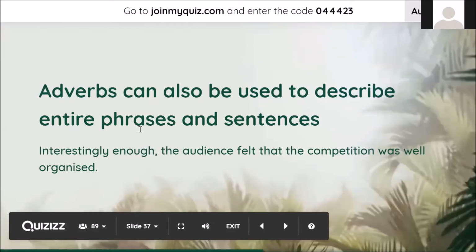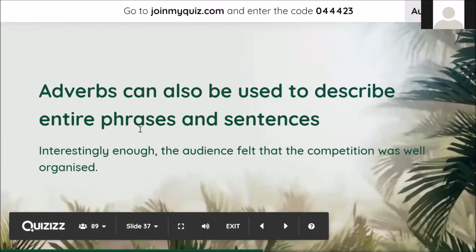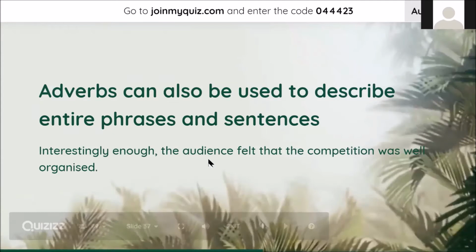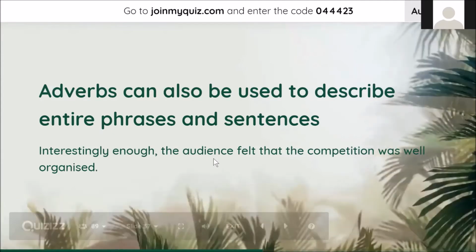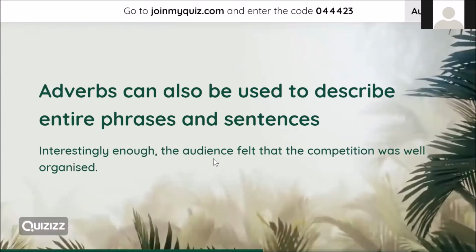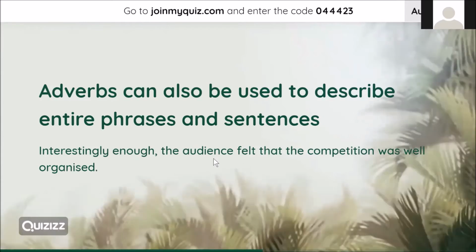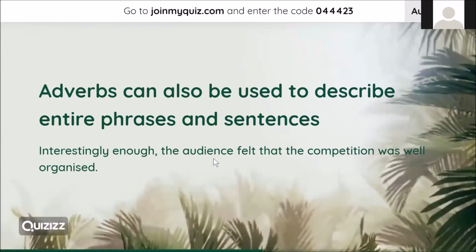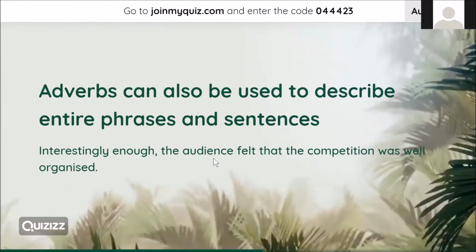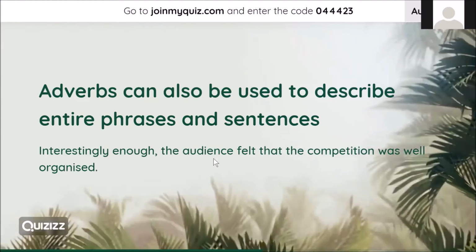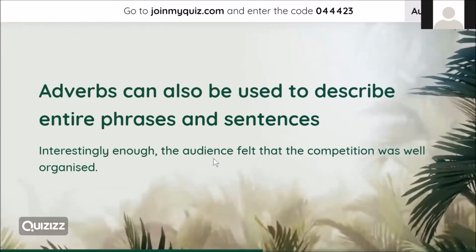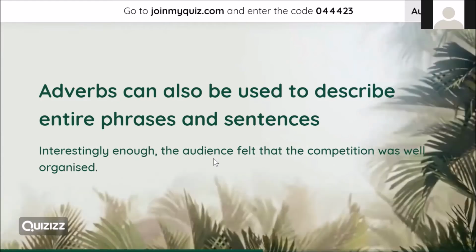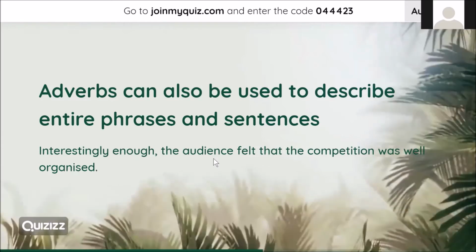Okay, so adverbs can also be used to describe entire phrases, sentences. So 它形容整个句子. So, interestingly enough, the audience felt that the competition was well organized. But interestingly, here, is describing the whole sentence. The audience felt that the competition was well organized. And interestingly is, 你觉得这个句子很 interesting，你觉得这个事实很 interesting. Okay? So you're describing the whole sentence.